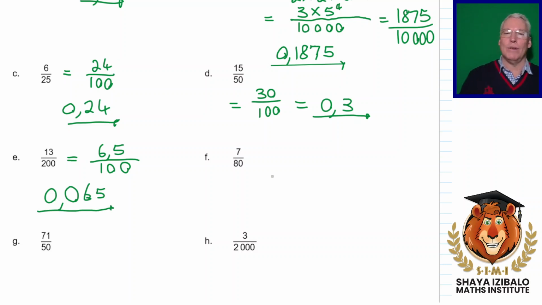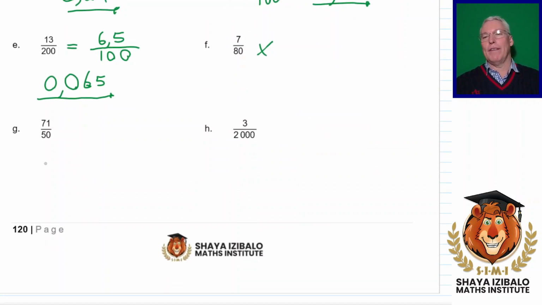7 out of 80. Okay, that's a bit rough, that's very rough. In fact, it's so rough, we're going to leave that one. Let's leave that one. This one's easy.